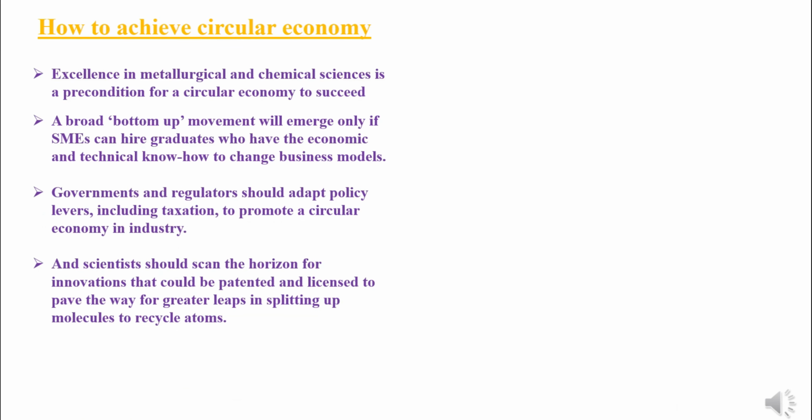So, how to achieve a circular economy? For achieving a circular economy, we need the experts, we need the scientists in metallurgical and chemical sciences as a precondition for circular economy to succeed, because you need to know every detail of the production process, and after a use of a raw material, how to disintegrate, how to take back each raw material into its original phase, which is quite a difficult thing.